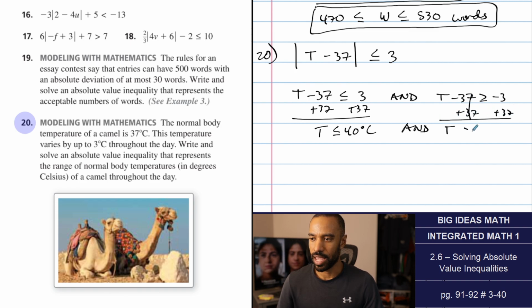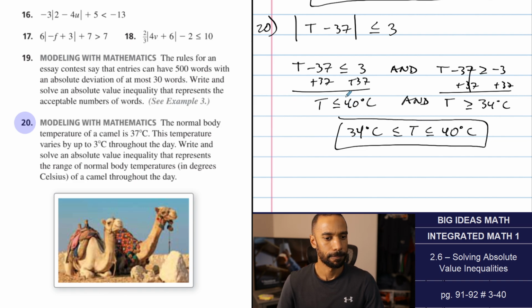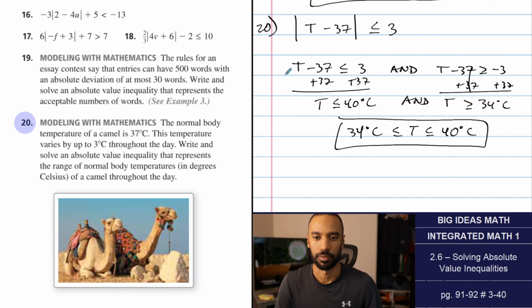37 minus 3 is 34 degrees Celsius. And as a whole, compound one in between, you've got to be between 34 degrees Celsius and 40 degrees Celsius for the camel's temperature. We do not graph.